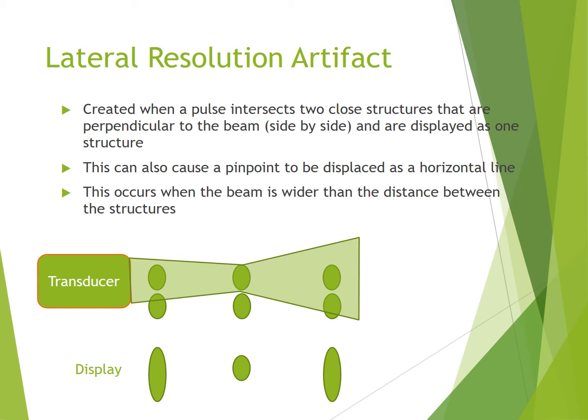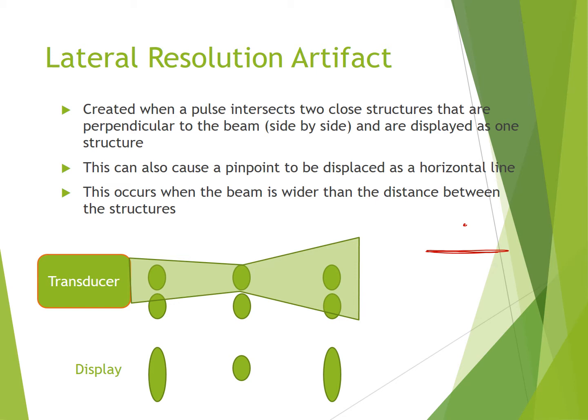This is also the reason that sometimes we see pinpoint reflectors displayed as a horizontal line. True anatomy might look like this, but on the ultrasound, it would look a little bit more like a horizontal line. It's just part of the lateral resolution artifact. The whole reason this occurs is because the beam is wider than the distance between the structures.